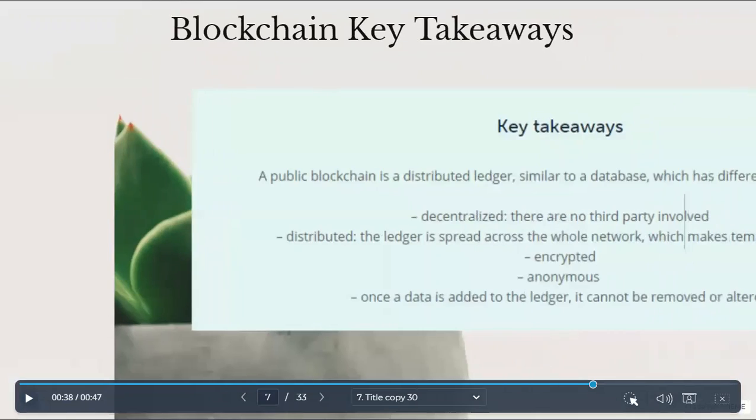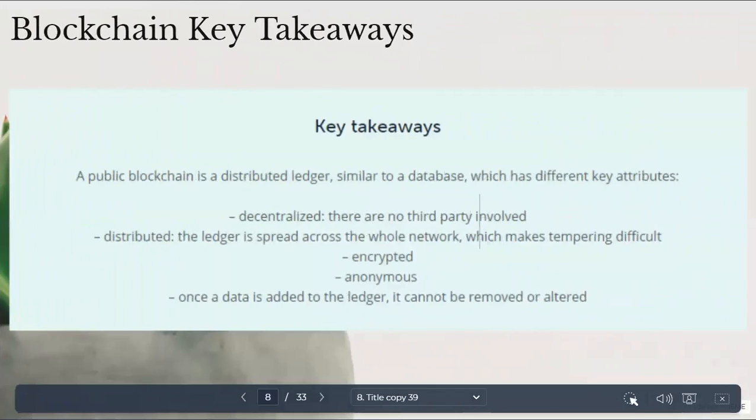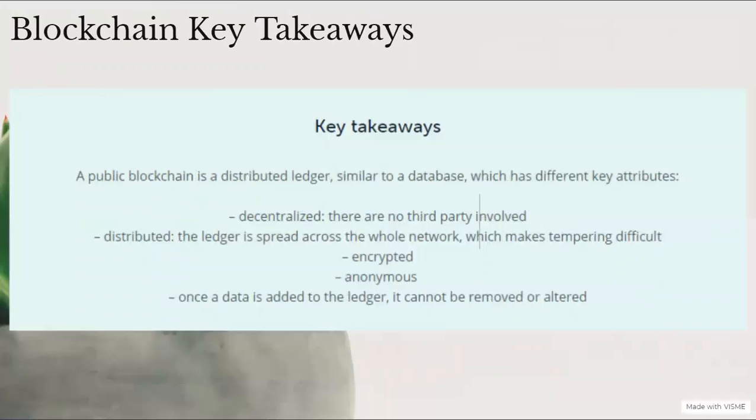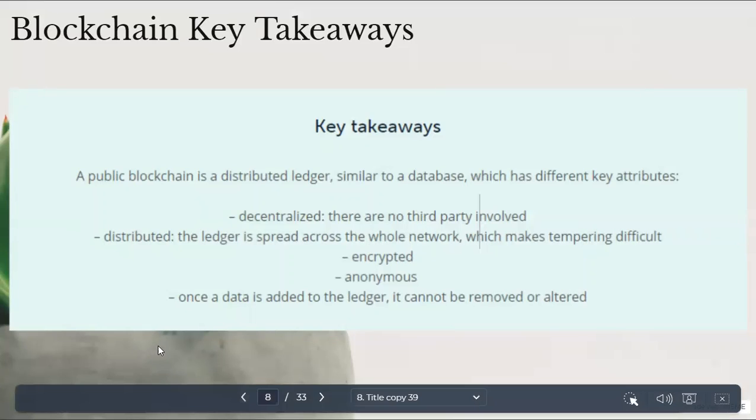So, the key takeaway is that a public blockchain is a distributed ledger similar to a database, which has different key attributes. Decentralized, which means there are no third parties involved. Distributed, meaning the ledger is spread across the whole network, which makes tampering difficult. Encrypted, and anonymous. Once the data is added to the ledger, it cannot be removed or altered.